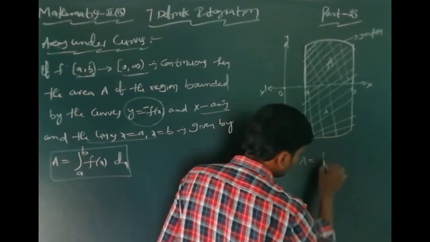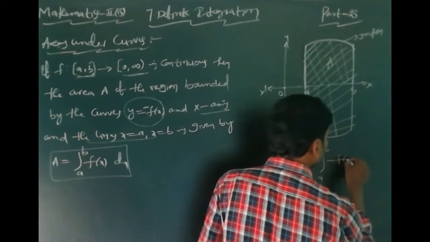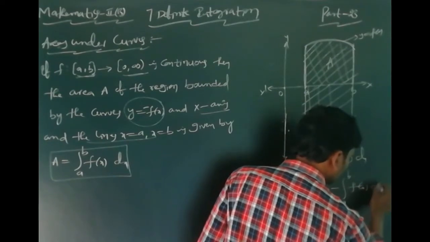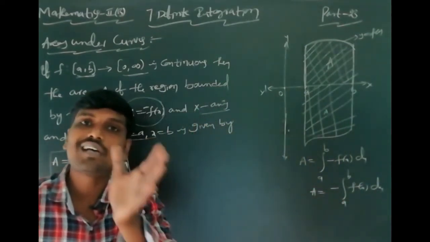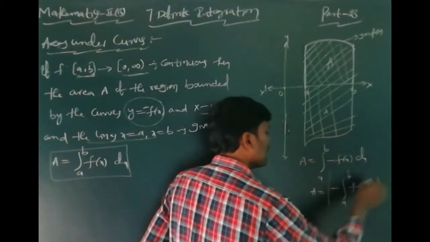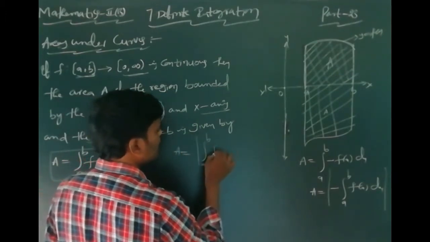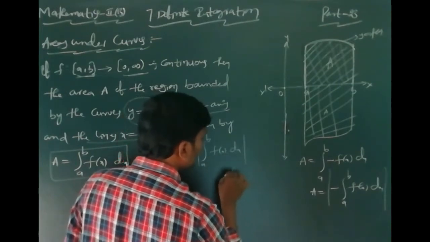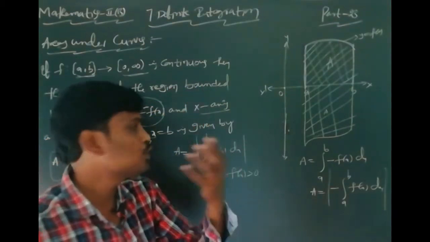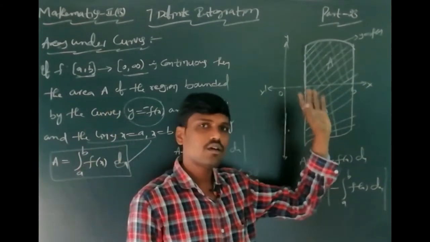That area is equal to the integral from a to b of minus f of x dx, which is nothing but A is equal to minus the integral from a to b of f of x dx. Here area is always positive, not negative. That's why you can take the modulus. That's why A is equal to the modulus of the integral from a to b of f of x dx. If f of x is positive, this one is the area. If f of x is negative, you write the modulus. This is a very important formula and graph.